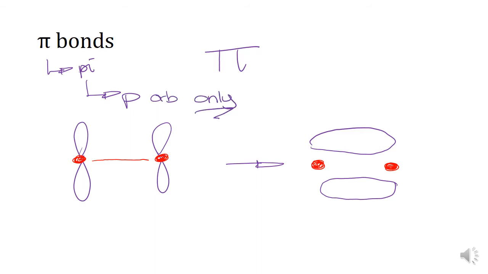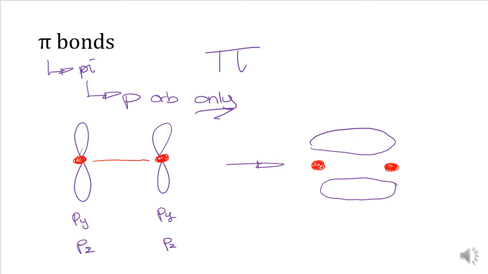So this has to be a py and a py, or a pz and a pz. So this is where you get that delocalized, well, not delocalized because we're talking about orbitals here, sorry. This is where you get that cloud of electrons either above or below, or both, the plane of those atoms.